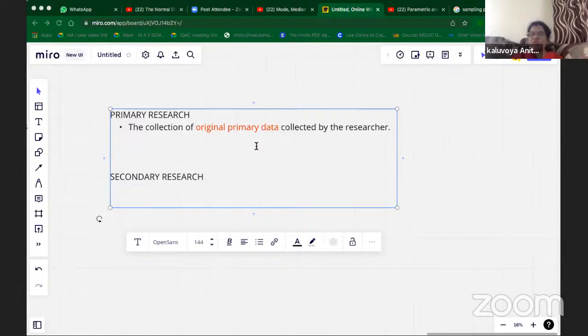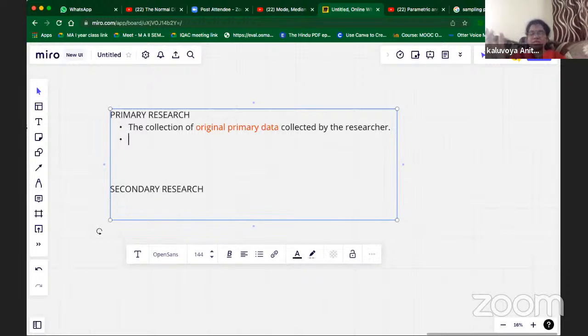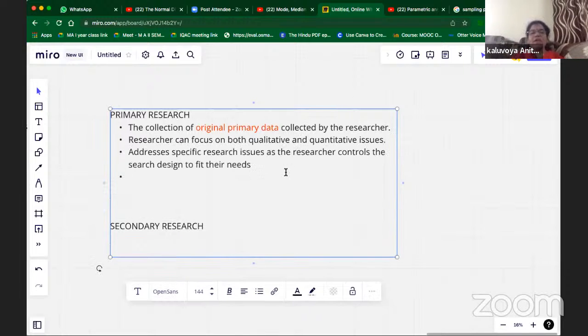So quickly talking about the advantages. One is it focuses on both qualitative and quantitative. Primary data can be both qualitative and quantitative. At the same time, it addresses the specific research issues as a researcher controls the research design to fit their needs. Now, as a researcher, I have every right to design the research the way I want it, right? I will design it, whether it is a survey or a qualitative data.